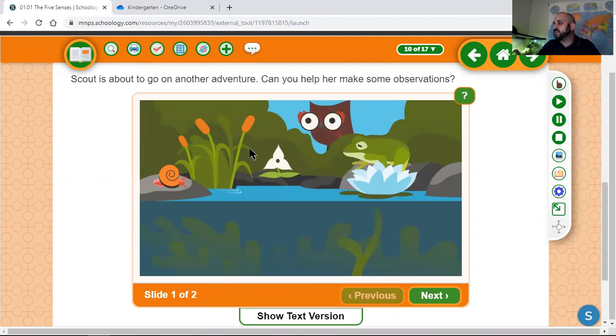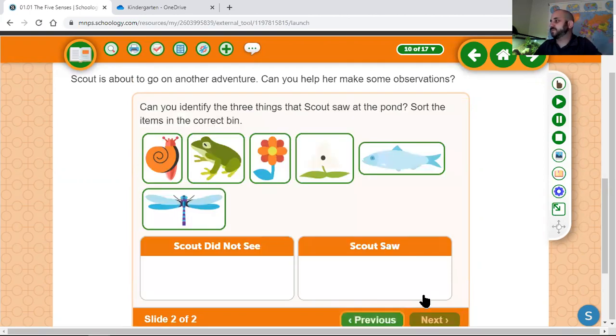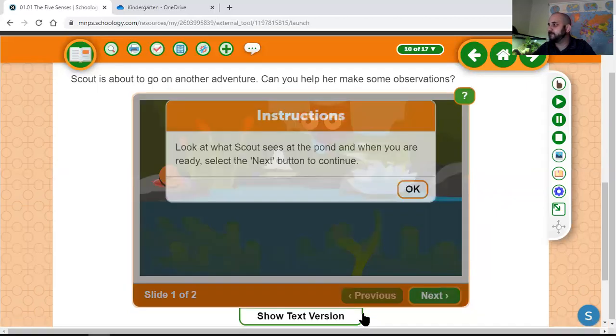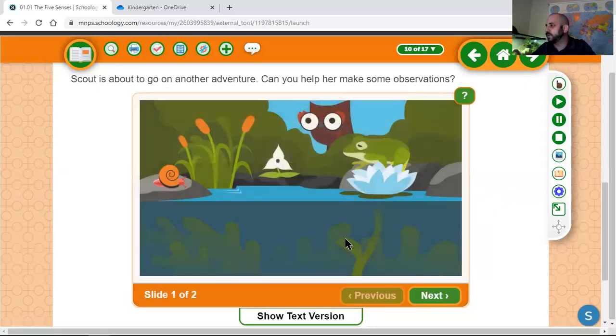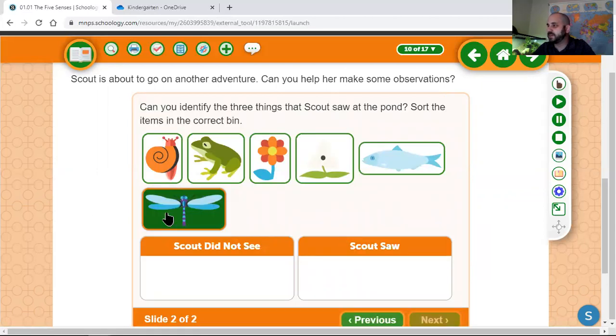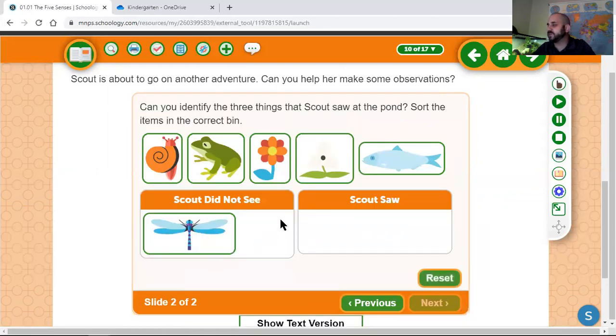Think about all the things we can see in this picture. Can you identify the 3 things that Scout saw at the pond? Sort the items in the correct bin. Let's see. This is a dragonfly. Did Scout see a dragonfly? I don't see a dragonfly. Scout did not see a dragonfly. All right, I'm going to pause and let you talk with your teacher about where each of these things would go.